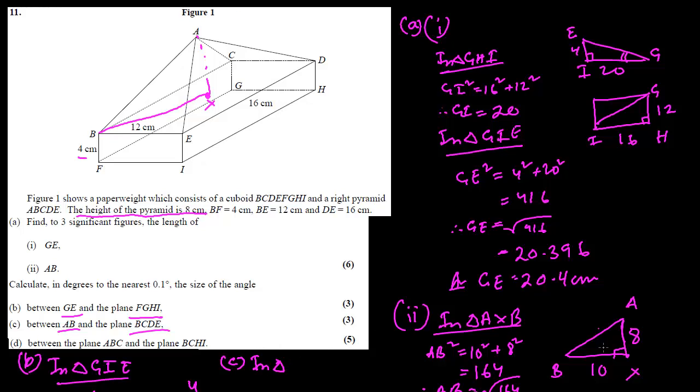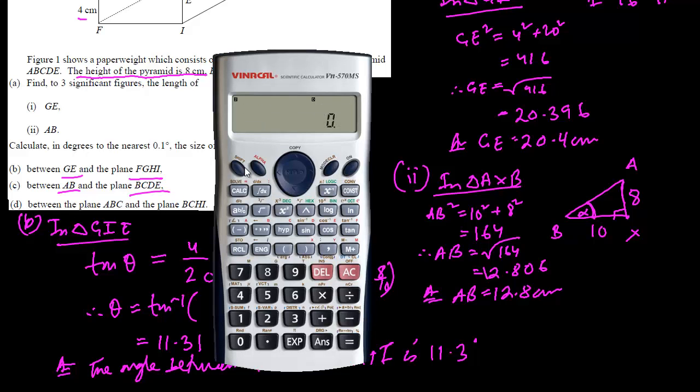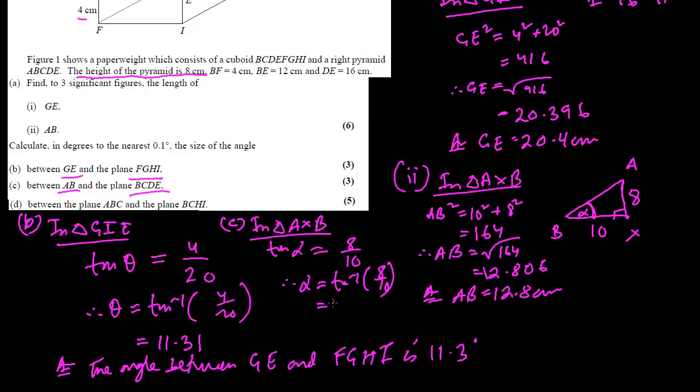So in triangle AXB, previously we called it theta, let me call this alpha over here. So tan alpha equals opposite 8 divided by 10. Therefore alpha equals tan inverse of 8 by 10, which is 0.8, and that is 38.66 or 38.7 degrees. So this is going to be 38.7 degrees.